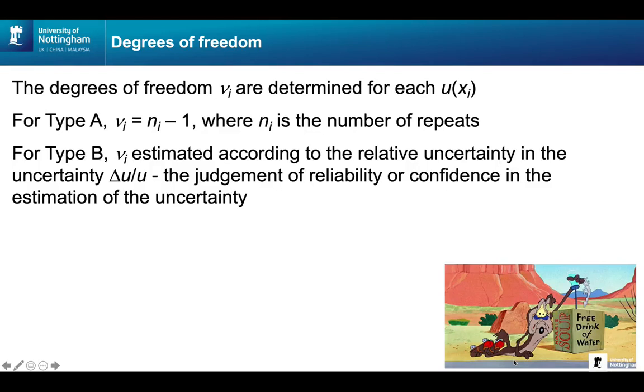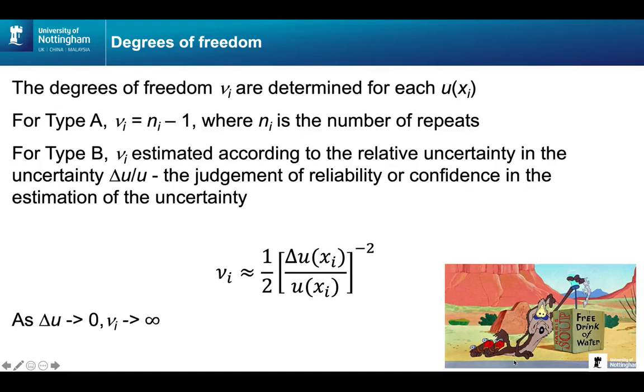For type B, normally they're estimated according to a relative uncertainty, so the uncertainty divided by the actual value, and that gives us a judgment of the reliability or the confidence, and typically you use this equation, so it'd be half delta u over u to the minus 2.